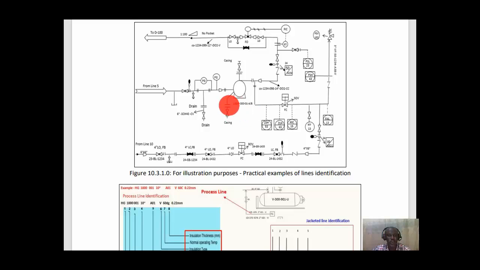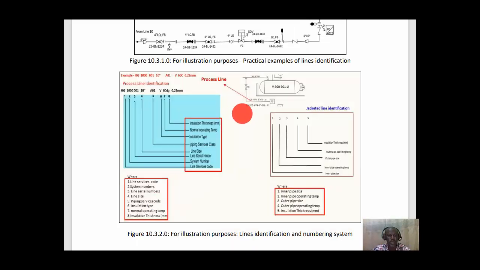Here we have a line number, here we have a line number, we have line identification numbers here. We have a fitting identification example. Consider a line number with the specification HJ 10000001 10 inch 801 V 60 degree, then we have 0.22 millimeter.